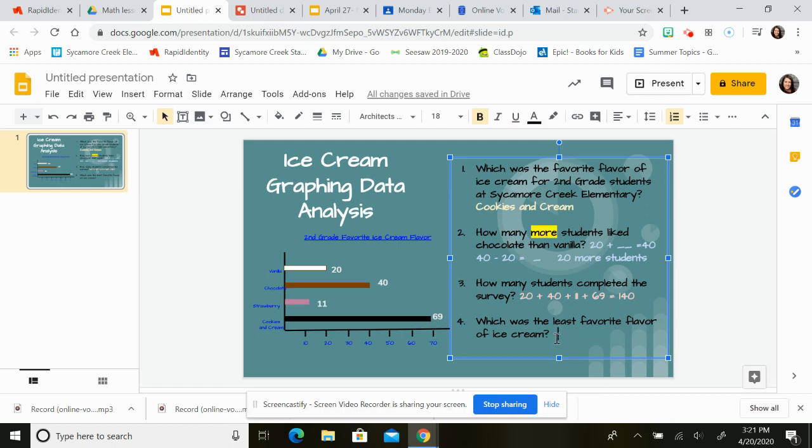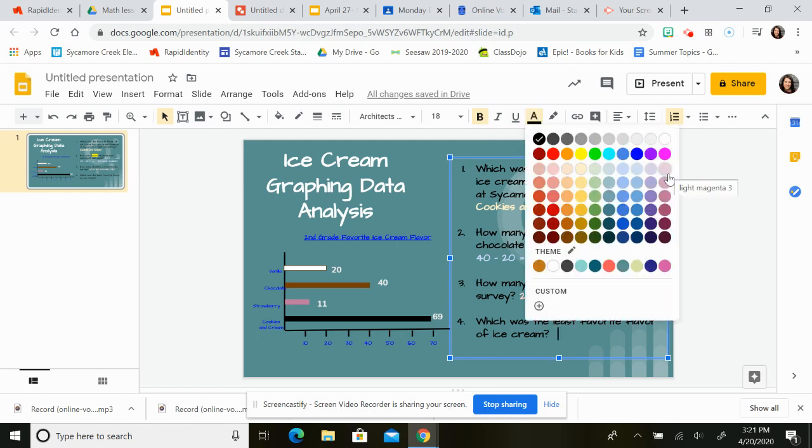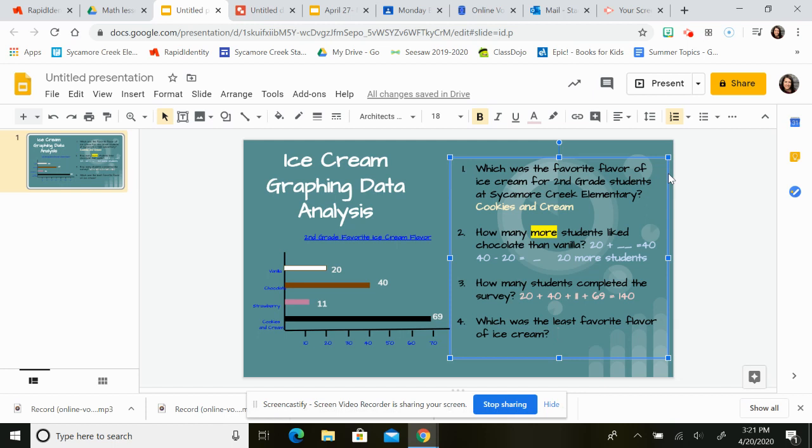Now for the last question, it says, which is the least favorite flavor of ice cream? To find the least favorite flavor, I need to find the bar that's the smallest. And when I look over here, that poor little strawberry bar, there weren't very many of you. So we're going to write strawberry. That was the least favorite flavor.